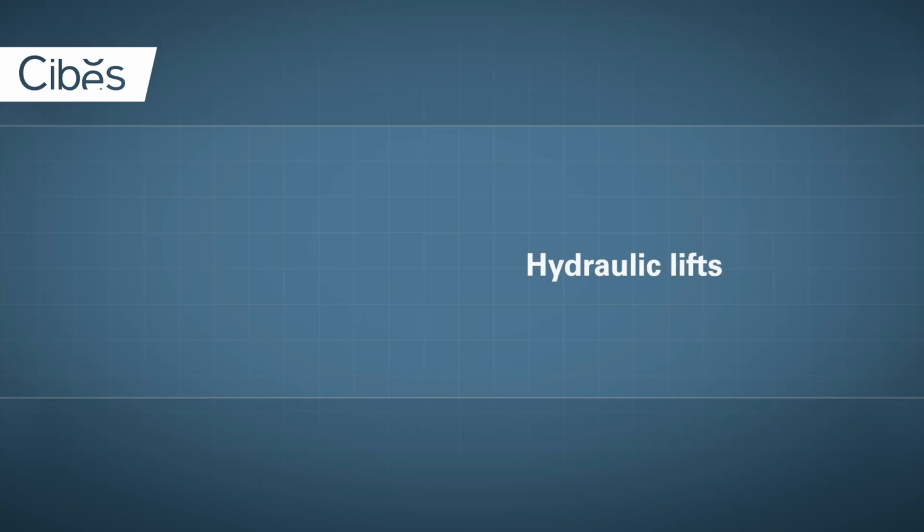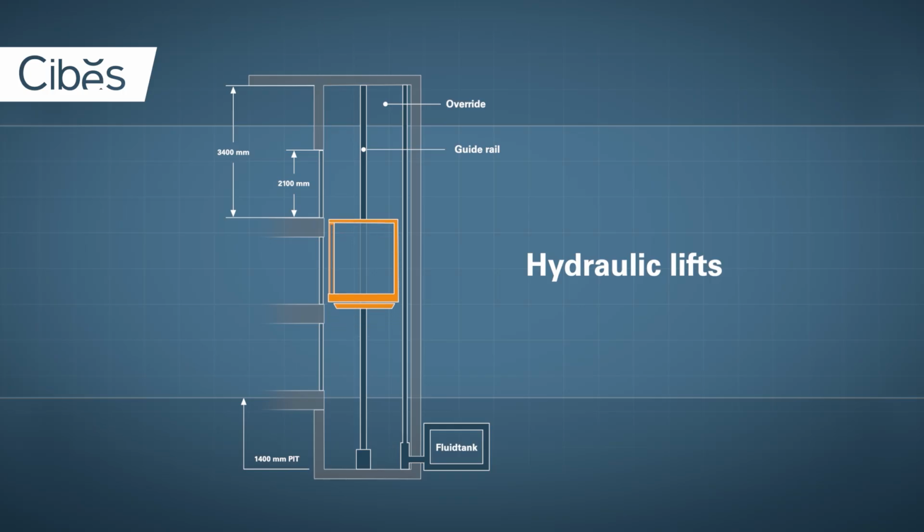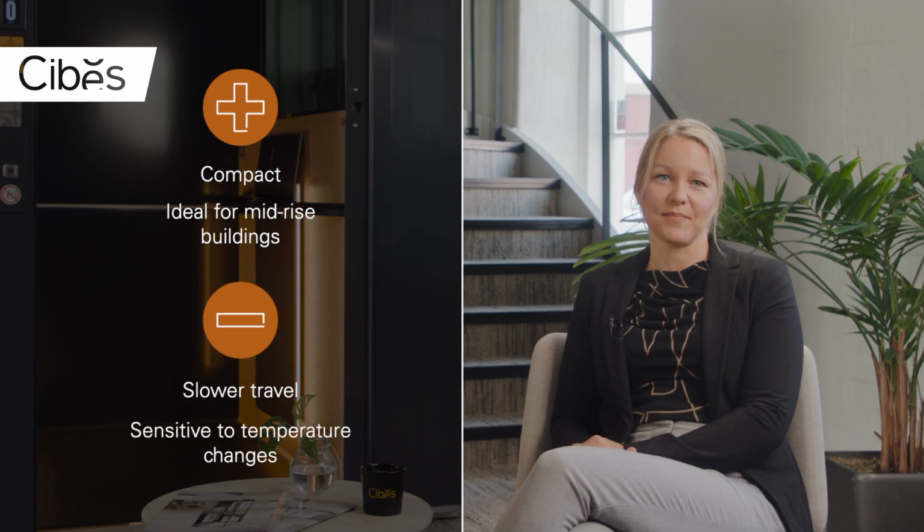Next, hydraulic elevators, a common solution for mid-rise buildings with 2 to 6 floors. They move using pressurized fluid, and they are more compact than traction lifts. However, they're not as fast as traction lifts and are sensitive to temperature changes.